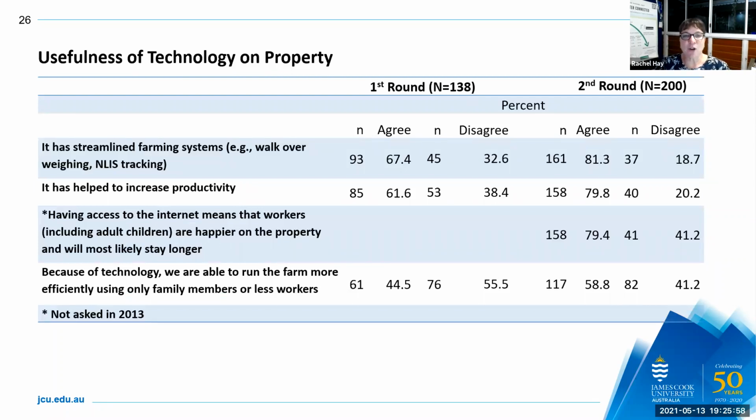So, the usefulness of technology on the property. Participants responded that it had streamlined their farming systems, more so in the second round compared to the first round. In the second round also, they more strongly agreed that it had helped increase productivity on their farm. So Lawrence and Lago, Tay and Brindle, Obert and Block are all authors that support this, the decisions around adopting technology because of its usefulness.